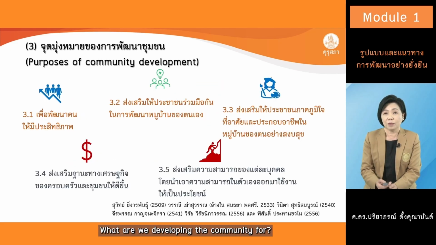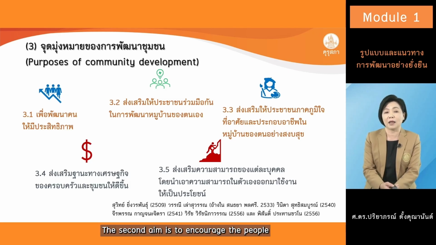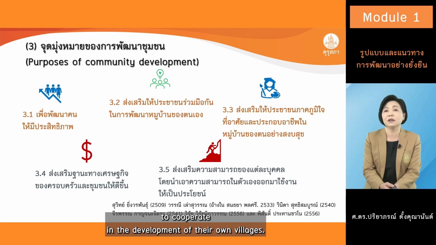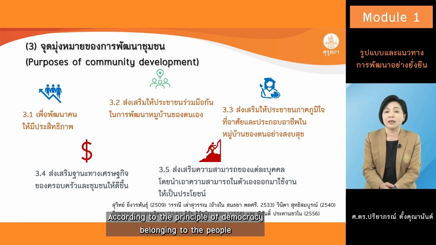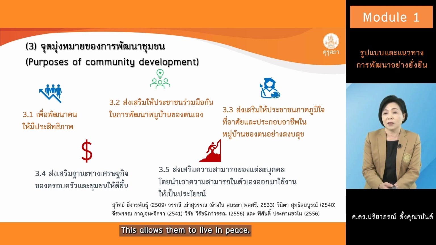What are we developing the community for? The first goal of community development is to develop people to be effective. The second aim is to encourage the people to cooperate in the development of their own villages according to the principles of democracy, belonging to the people and being carried out by the people and for the people. In the third aim, when the people have participated in the development, they will be proud of their own housing and occupation team. This allows them to live in peace.